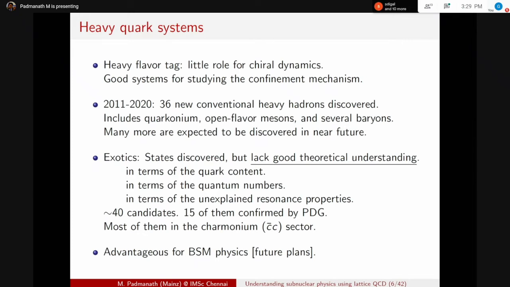If you look into it, you can see that people, BESIII for example, are the people who really find out these things. They have observed these states which have charge in them.